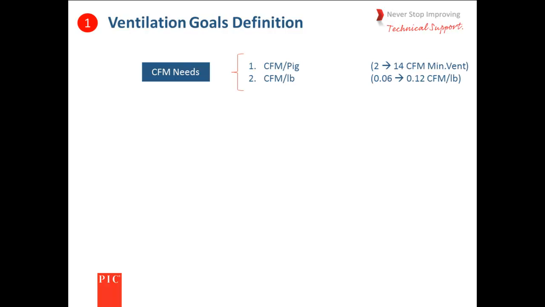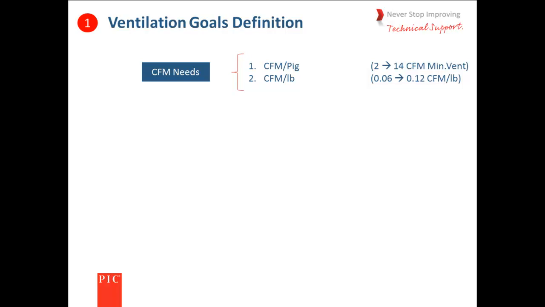The first point is about the ventilation goal definition. Not all pig producers have clear ventilation goals. What does that mean? CFM needs. You could calculate CFM needs in accordance to the CFM per pig or CFM per pound. In the case of the BAC, we are recommending to work with CFM per pig, but it's not mandatory. And our recommendation for minimum ventilation is 2 CFM for weaning pigs and 14 CFM for market pigs.